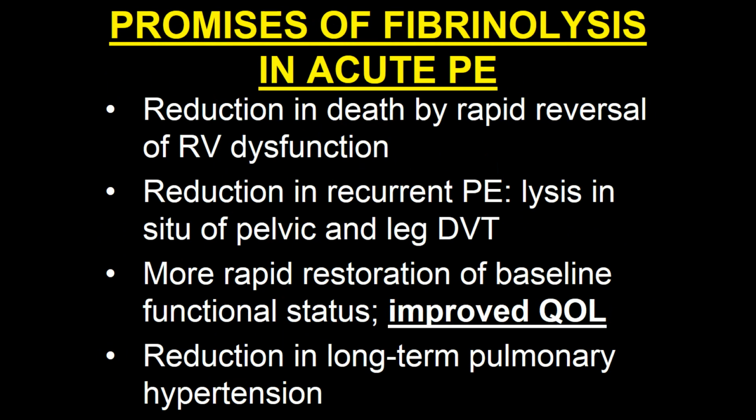Over the past few generations, a lot of promises have been made to us about the benefits of fibrinolysis in acute pulmonary embolism, including reduction in pulmonary embolism death by rapid reversal of right ventricular dysfunction, and reduction in recurrent pulmonary embolism by lysis in situ of pelvic or leg DVT, which is usually the source of the pulmonary embolism. We have also been promised that fibrinolysis can provide more rapid restoration of baseline functional status and improve quality of life compared with anticoagulation alone.